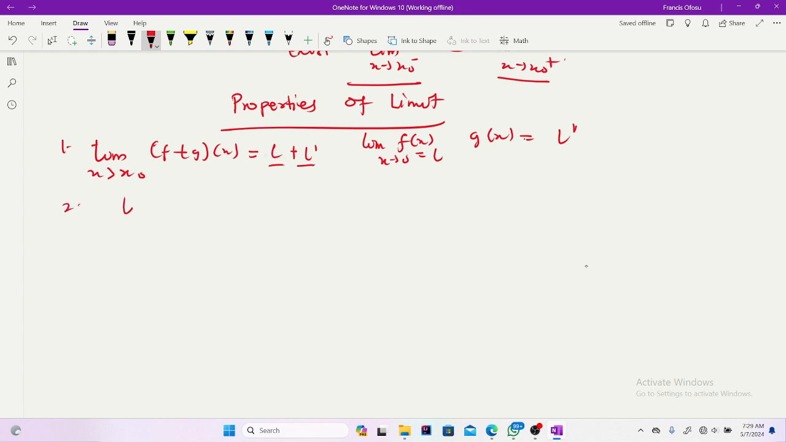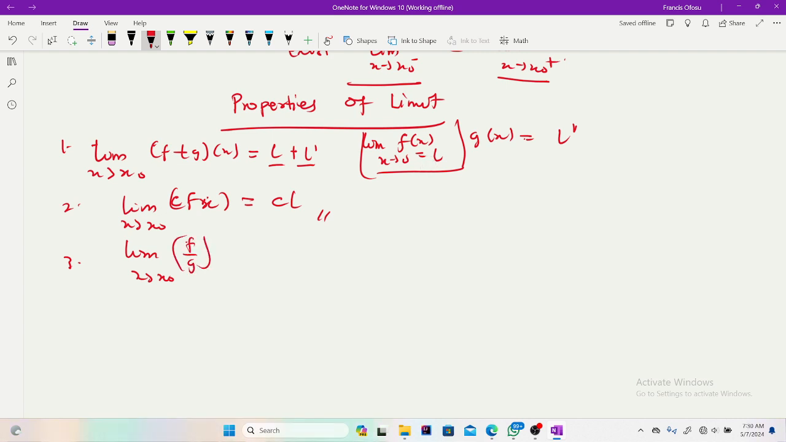Number two, when you take the limit as x approaches x naught of a constant c multiplying the function f of x, and you know that the limit of f of x is L, then whenever you multiply a constant by a function and take the overall limit, the limit is equal to the c times its actual limit. Take note of this property. Then the third property is the limit as x approaches x naught of f over g. If you take the quotient of two functions, then the limit will as well be the quotient of their limits, L over L prime.